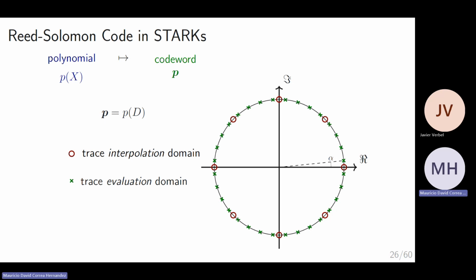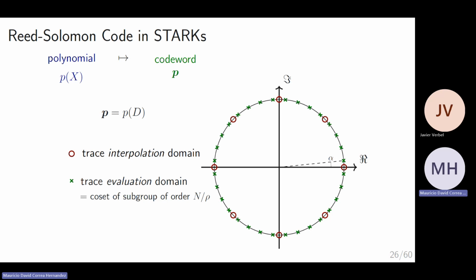Which means that we can reuse the NTT. The NTT does both interpolation and evaluation. And so this step where we use the NTT to do evaluation, that's typically the bottleneck in the STARK prover. Now is a good time to introduce the concept of the code rate.